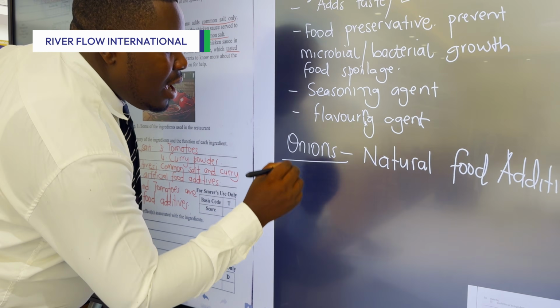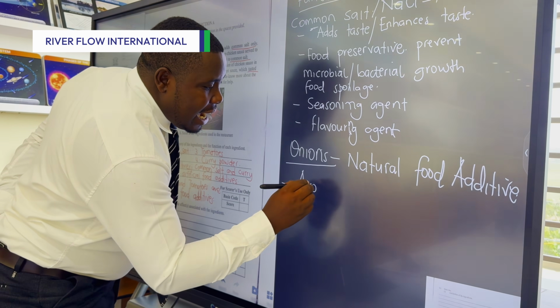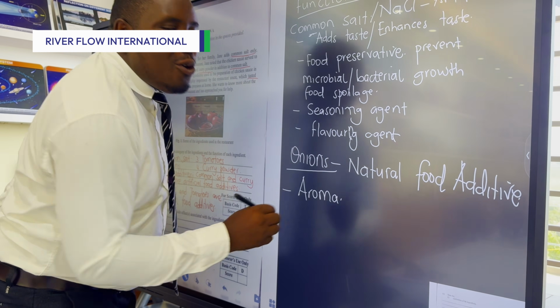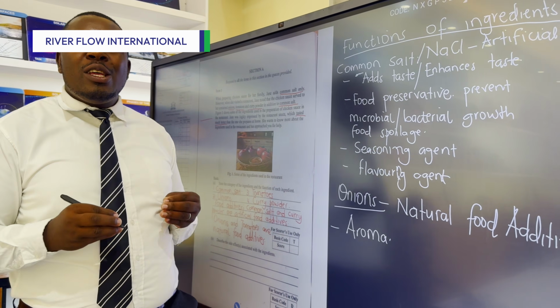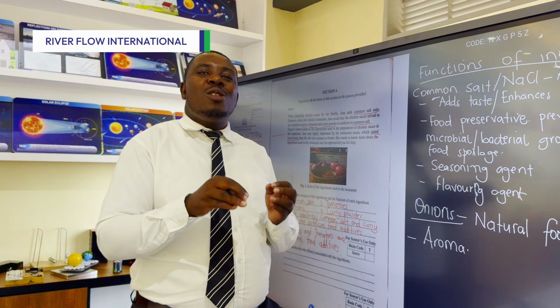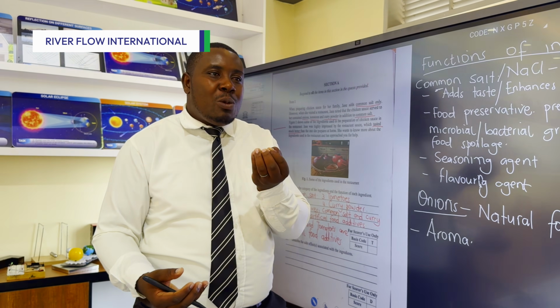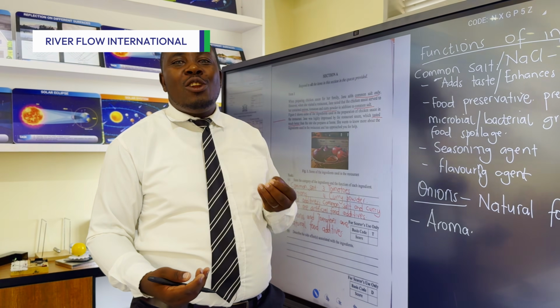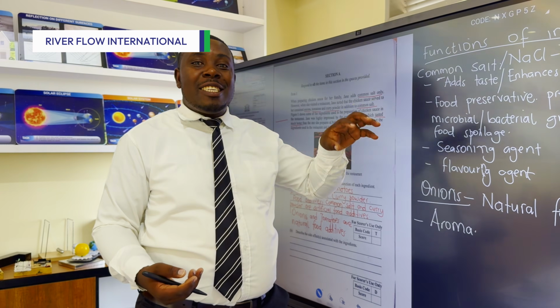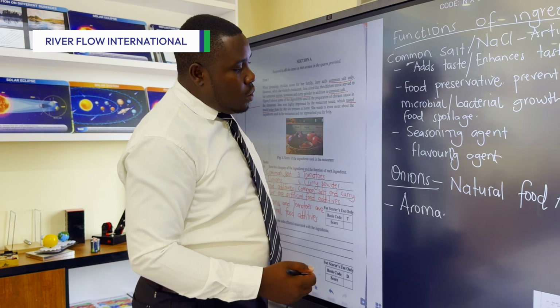Number one, onions add aroma in food. When you eat sauce or food with onions, it brings out a good aroma. And usually when it is cooked on a different side and you are on this side, you can easily know that it is for this side. This is because of onions.